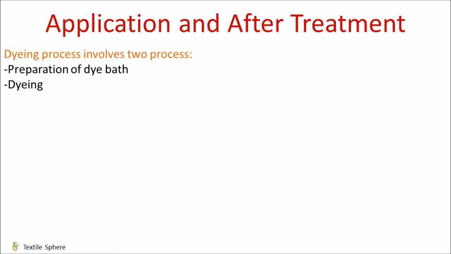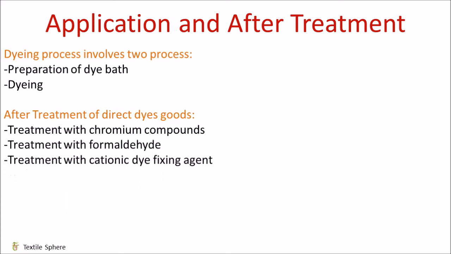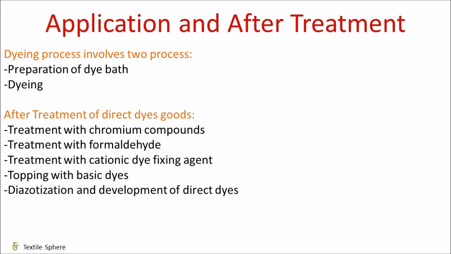Now, as the dyeing is over, we will talk about after treatment of direct dyed goods and why it is important. Direct dyes have poor washing and light fastness. Therefore, to improve the fastness properties, after treatment based on principles like increasing molecular weight of dye and thus decreasing their solubility after dyeing is required. Here are some of the methods of giving after treatment: with chromium compound. Next, treatment with formaldehyde. Next is treatment with cationic dye fixing agent. Next is topping with basic dyes, and the last is diazotization and development of direct dyes.